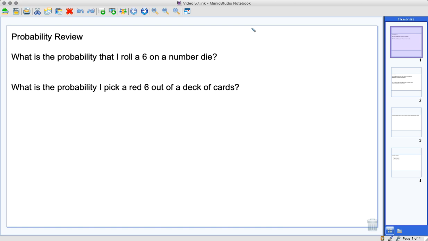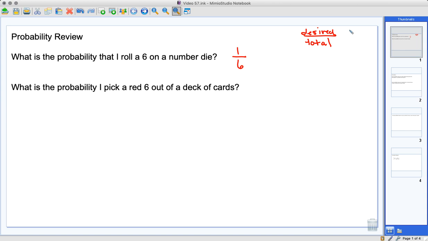What is the probability that I roll a 6 on a number die? Okay, so guys, if you think back, we want our desired outcome over our total. Okay, so how many 6s are there on a number die? Well, there's only 1. And then how many total sides are there? 6.